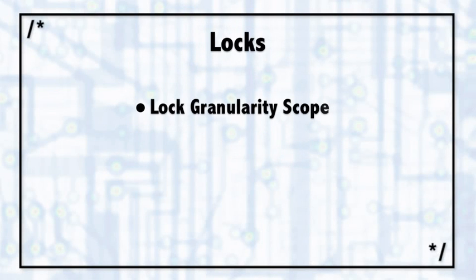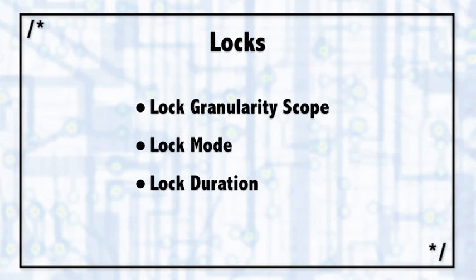So SQL Server implements isolation between transactions using locks. So let's talk about locks for a minute and just sort of explore and figure out how locks work. A lock has three properties. The first is its granularity, or its scope. The second is its mode, and the third is its duration.